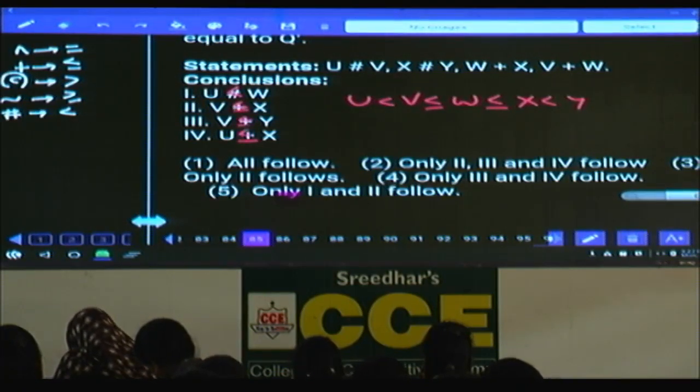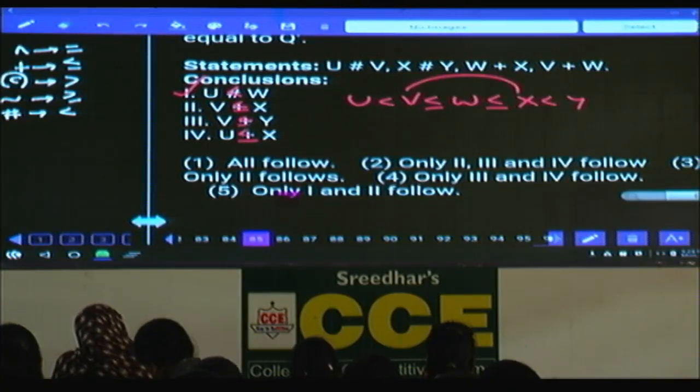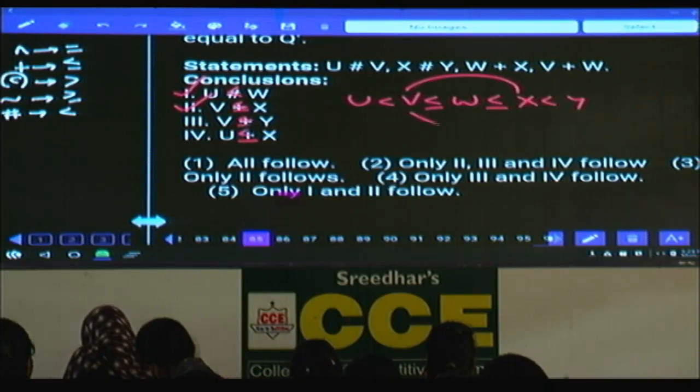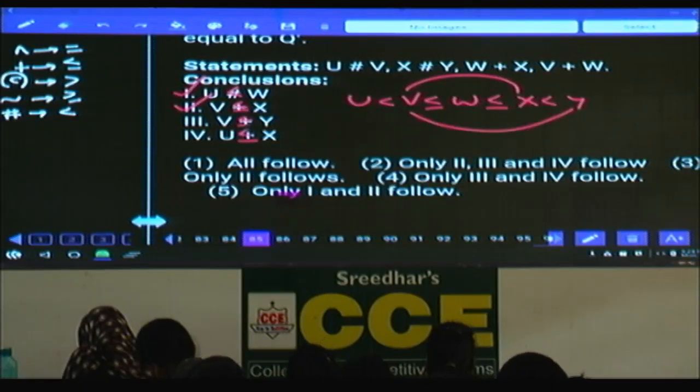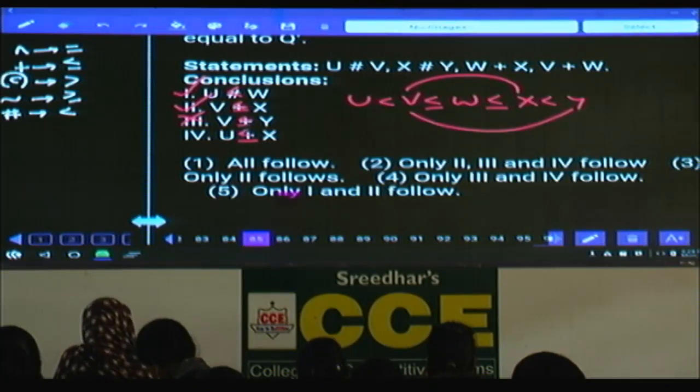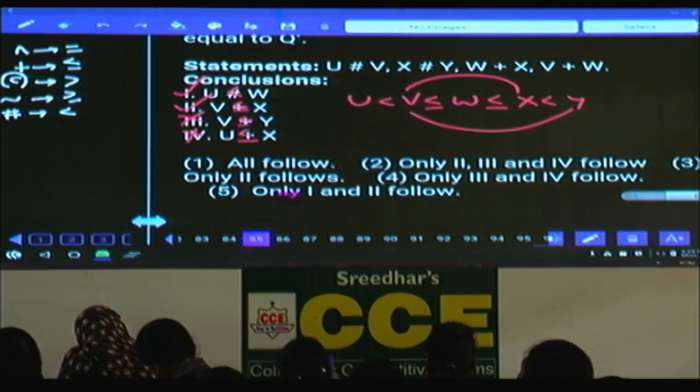Between U and W, lesser than is the symbol common, definitely true. Between V and X, the common symbol is lesser than or equals to, hence V lesser than or equals to X is definitely true. Between V and Y, only lesser than is common, hence equal to is false. And between U and X, only lesser than is common, but not equals to. Hence what is your answer? Only 1 and 2. 1 and 2 is given in choice 5, question 85.